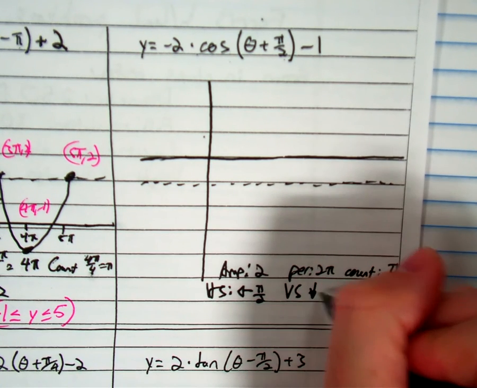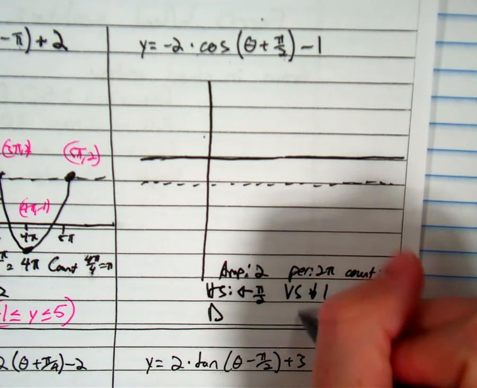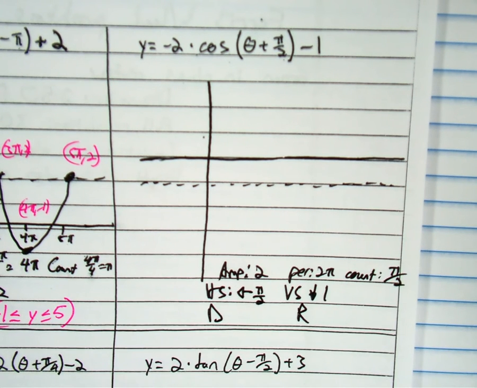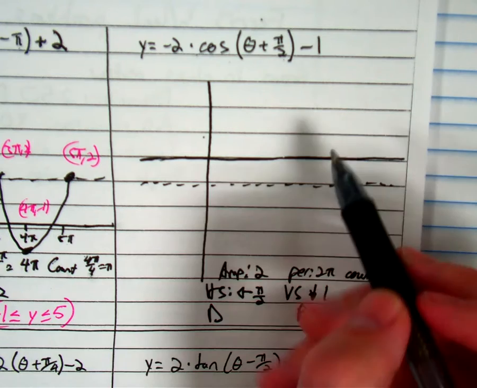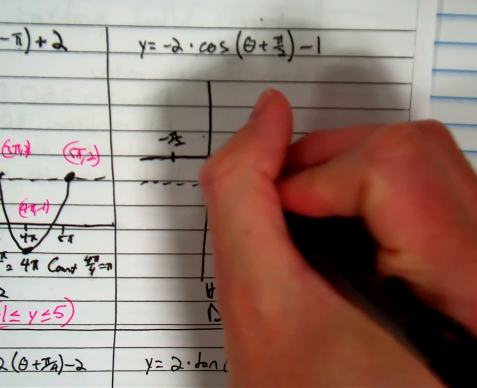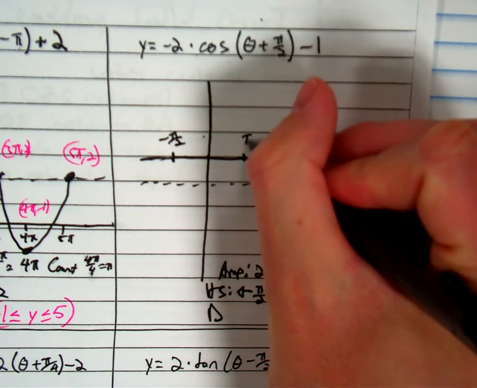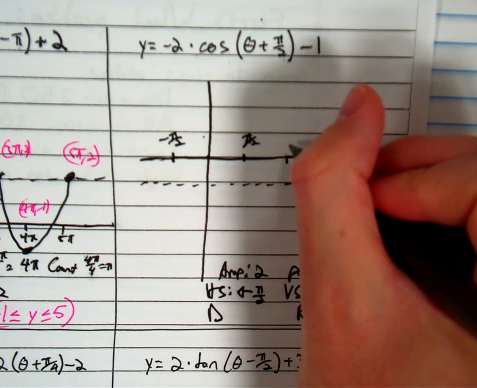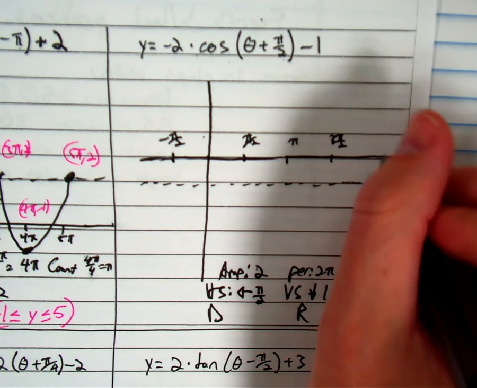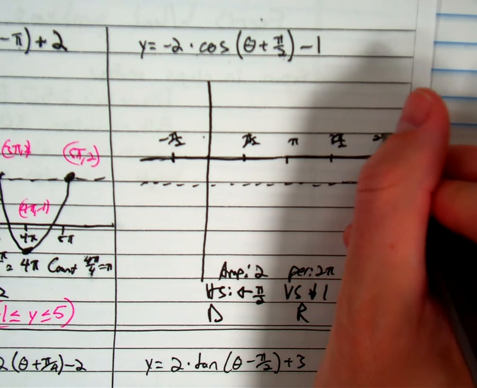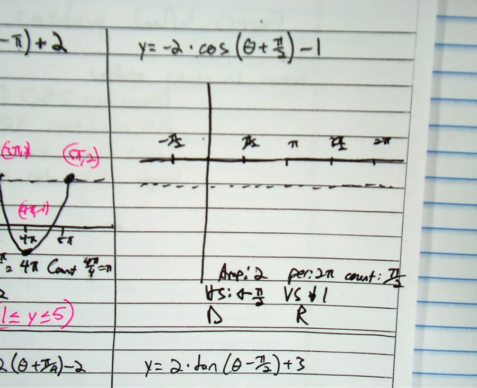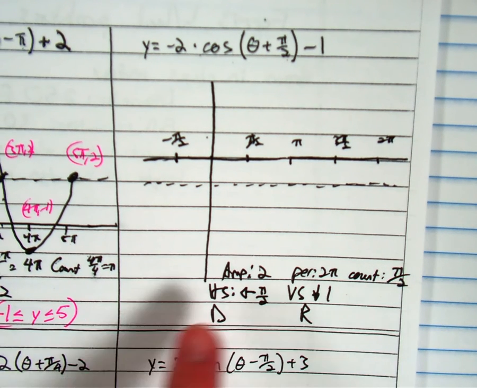Okay, VS, we already moved it down 1. We'll come back and get domain and range here in a minute. Okay, we're counting by pi over 2s, and we need to go backwards at least 1. So negative pi over 2, 0, positive pi over 2, pi, 3 pi over 2, 2 pi. I think we won't need the 2 pi, but whatever, it fits, so we'll use it.